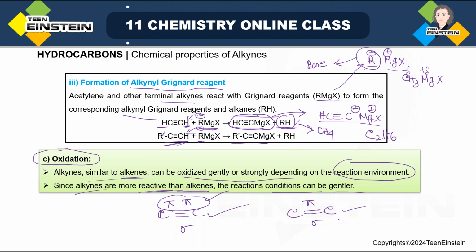There will be no problem. Okay. So what is the reason behind it? Why can we use gentle conditions compared to the C=C double bond? The reason is because of its more reactive nature.